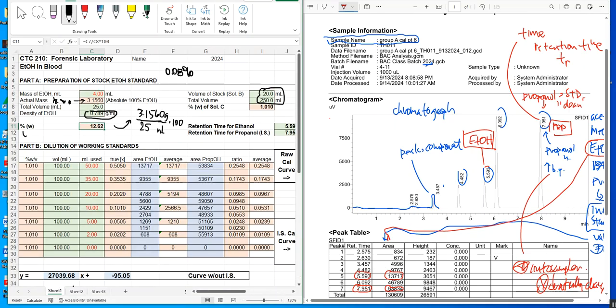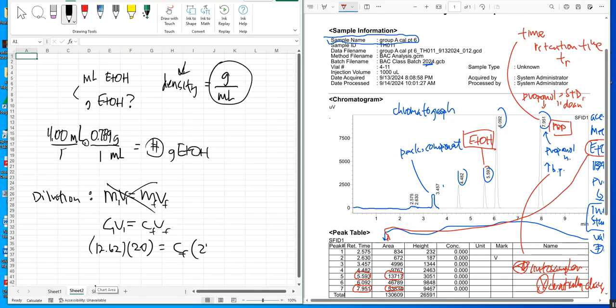Okay, well, how much in total did you make? Well, based on these directions that this group did, they made 250 mils in total. As long as the units work the same on both sides, the equation is fine. Meaning 12.62 is percentage, and my answer, because of that, will be in percentage. That's what I want. The 20 is in milliliter, and the 250 is in milliliter. The units match. They work.